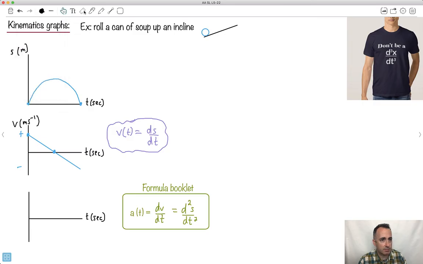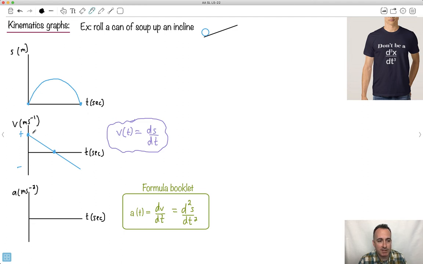I'd better label it properly: the acceleration, which is in meters per second squared. The acceleration is going to be the gradient of the velocity graph. The gradient here is some negative number, and the gradient here is some negative number, and here as well. In fact, it's the same number everywhere because it's just a linear graph.